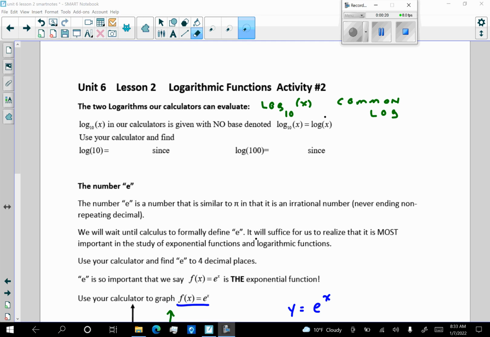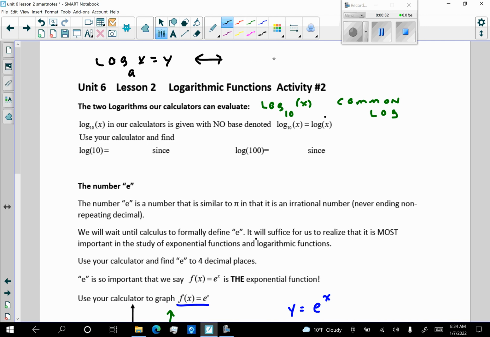So we know what the definition of a logarithm is. I'm just going to put it up there. Log base a of x is equal to y if and only if the logarithm is the exponent. Here's your base: a to the y is equal to x. And that's the definition of a logarithm. We've worked well with that in the past couple days.